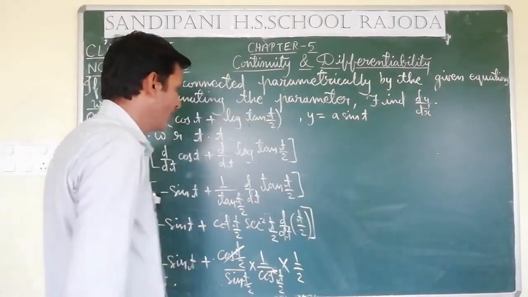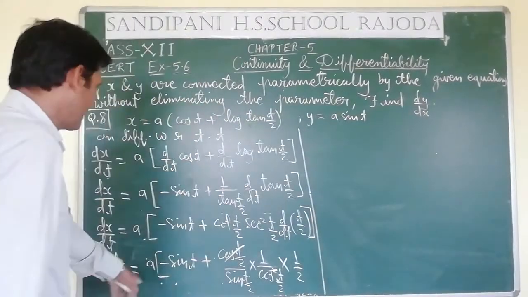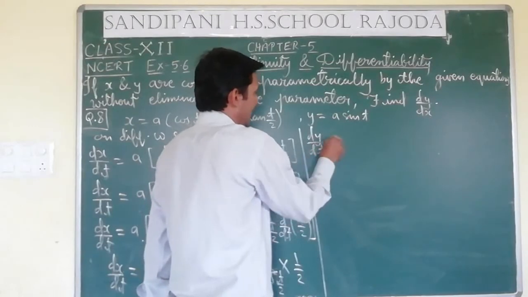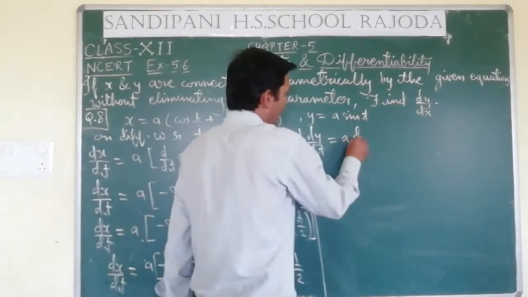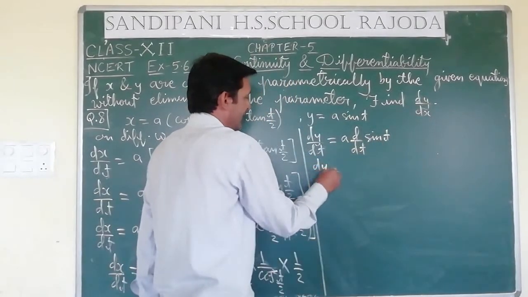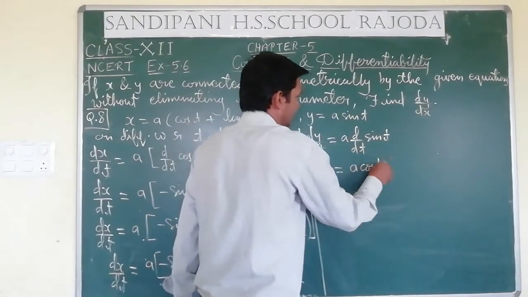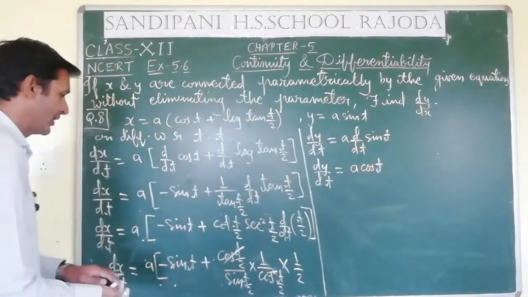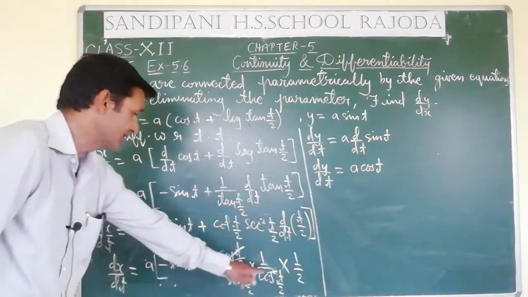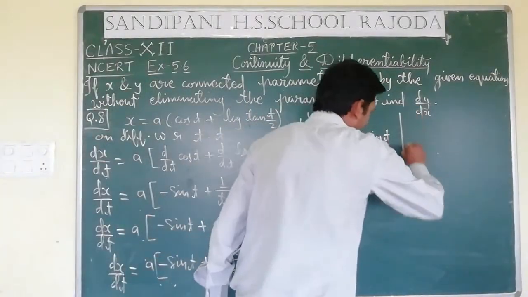Now what we can do, you leave this part up to here for dx by dt, and then dy by dt is very simple: a times d by dt of sin t, that will be equal to cos t. So dy by dt is equal to a cos t. And here we may take this 2 sin t by 2 cos t by 2 as what we may take here.